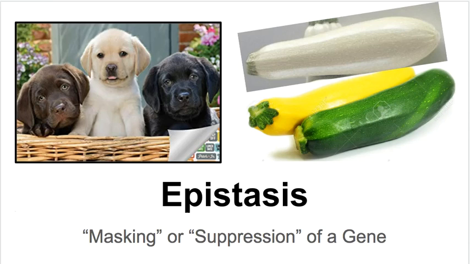Sometimes genes can interact. This video is about epistasis, in which one gene is going to mask or suppress a second gene. And this is where we actually get different colored squash. Squash that you buy in the store are usually yellow or green, but there is actually a form that are white squash. And many of you are familiar with Labrador Retrievers. Many of you think of yellow labs. There are also chocolate labs, and there are black labs. We're going to talk about the genetics of how that works.